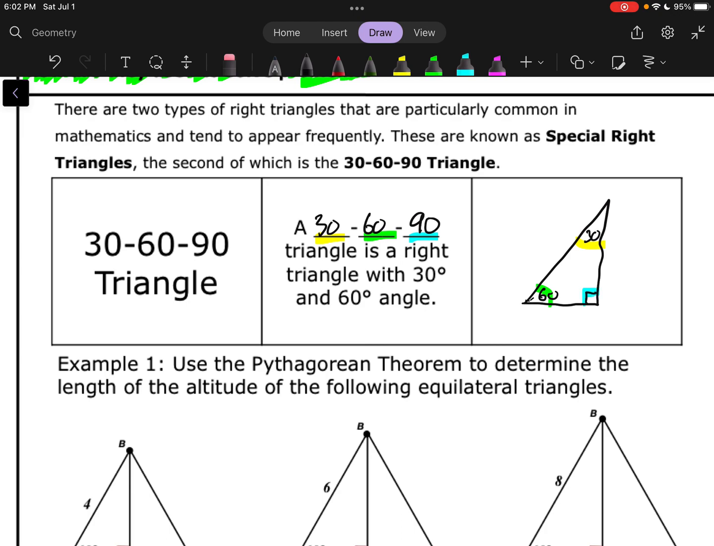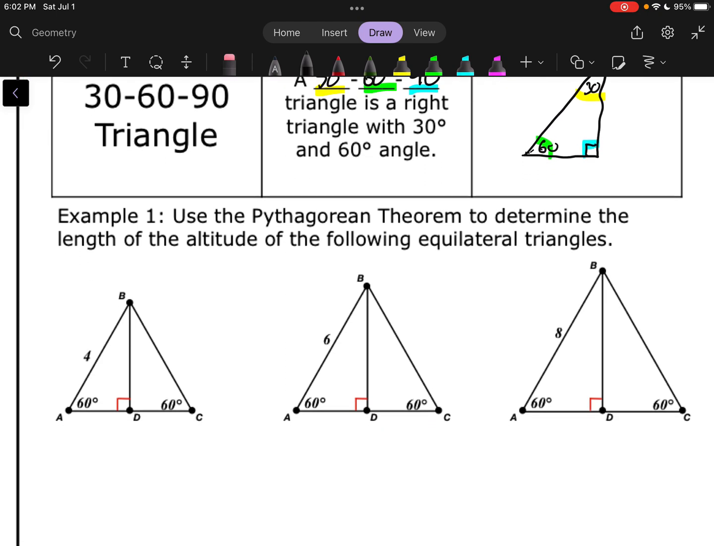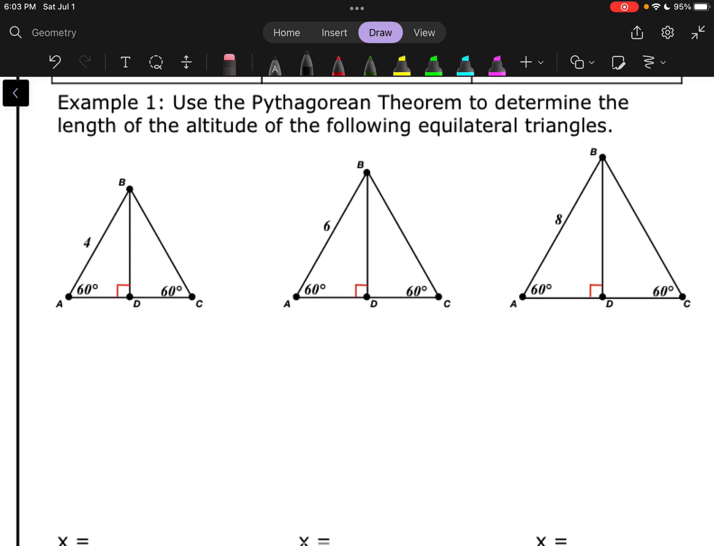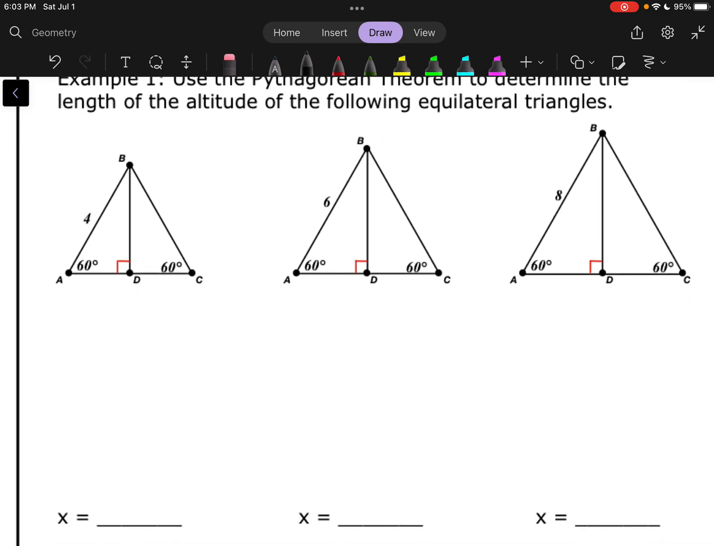All right. Now, to get into the different properties of them, let's look down here where it says, use the Pythagorean theorem to determine the length of the altitude of the following equilateral triangles. So all three of these are equilateral triangles that have had the altitude drawn in. Let's go ahead and figure out what the altitude is. That is the x that we're going to try to solve for here.